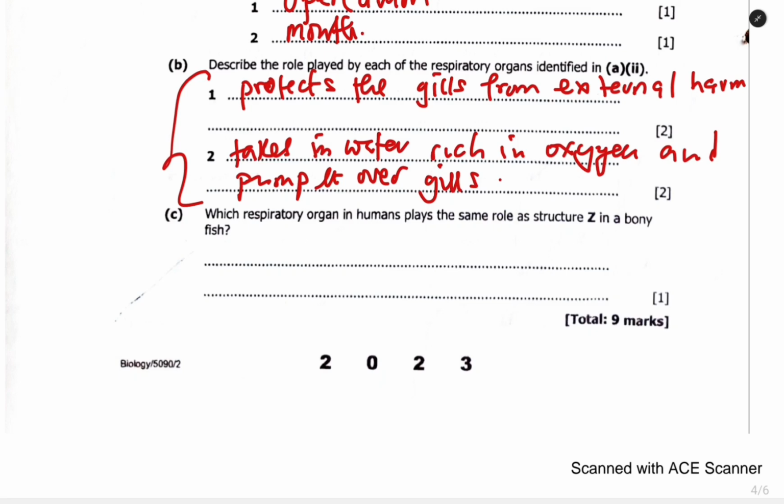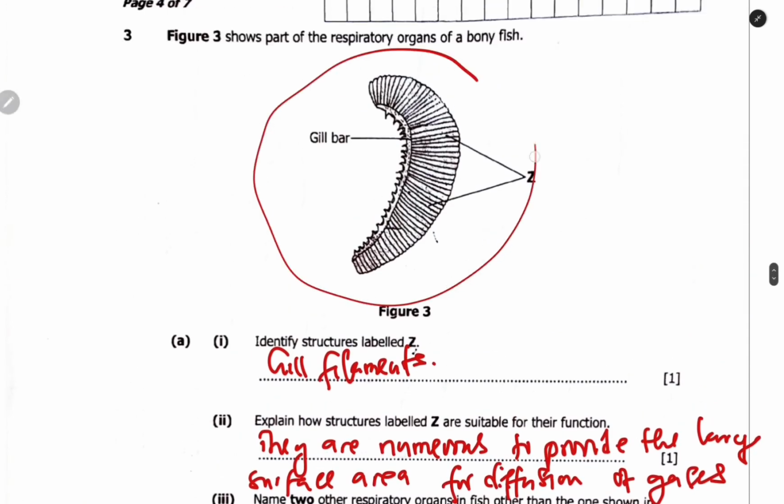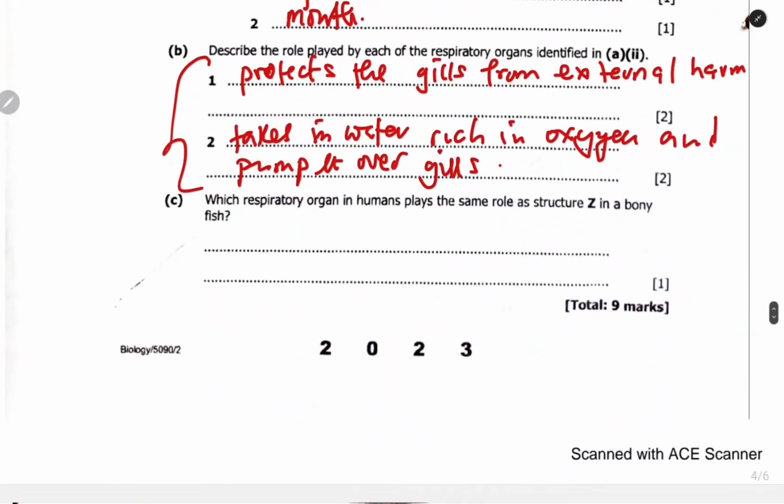I would like to hear from you as well. Which respiratory organ in humans plays the same role as the structure Z in a bony fish? Now, if it was the whole of a gill, we would say lungs. But here, I feel they are just talking of Z, and Z here is for gaseous exchange. So in other words, they are asking where in humans does gaseous exchange occur?